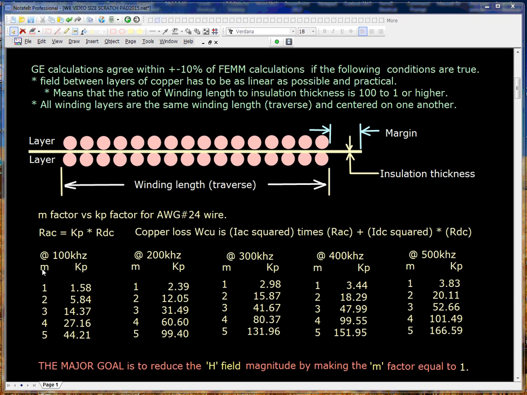Here's the real significance of the M factor. For example, at 100 kilohertz, we plot or show M and Kp. If M is 1, Kp is 1.58. If it's 2, it's 5.84. If it's 5, it's 44.21. Look at the difference between these two numbers. This is the reason we strive to make M equal to 1 in any transformer design using copper wire.